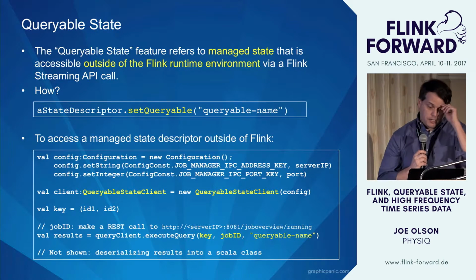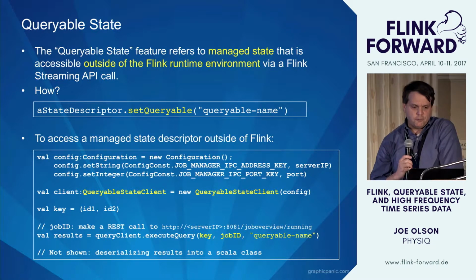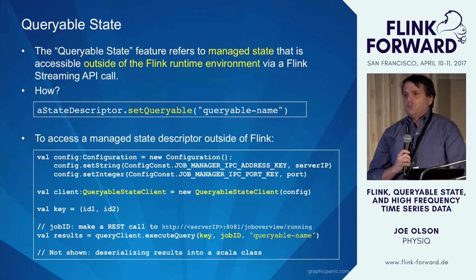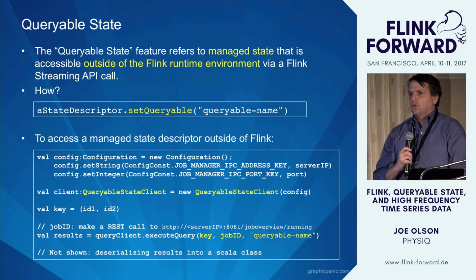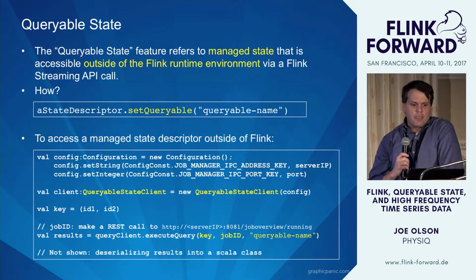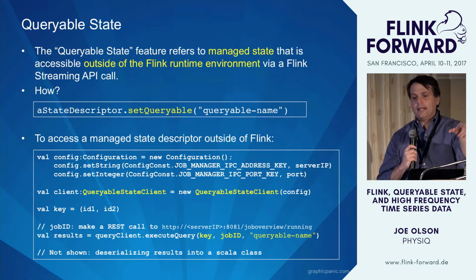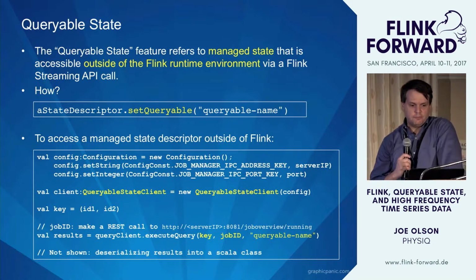Okay, now queryable state. The queryable state feature in Flink 1.2 refers to a managed state that is accessible outside of the Flink runtime environment. So what we just did is we just set up a way to count things or measure things or grab things. We can do with one call, we could set that up to be queryable, which means outside of Flink, we can go back in and we can pull that out of Flink.